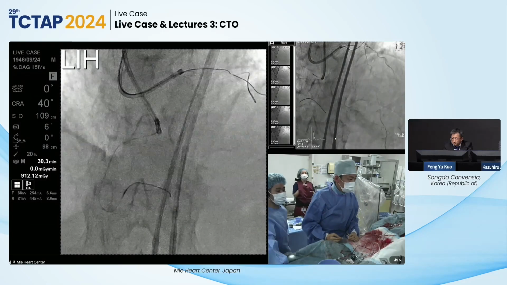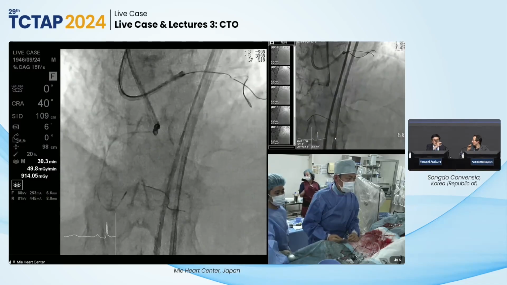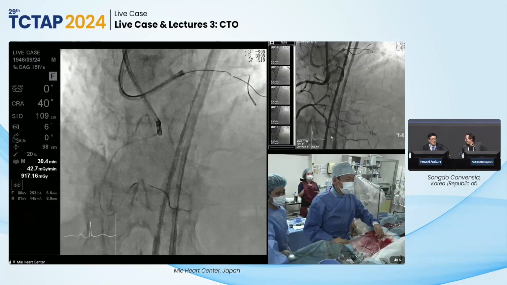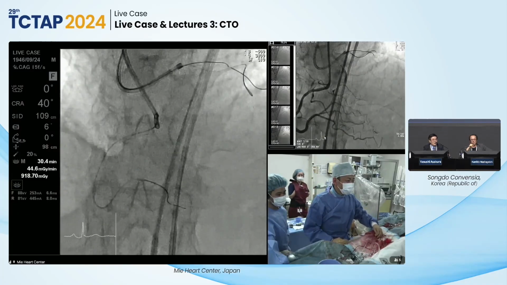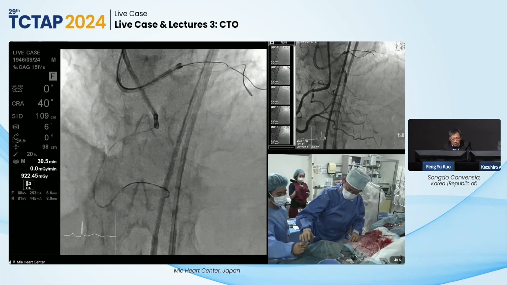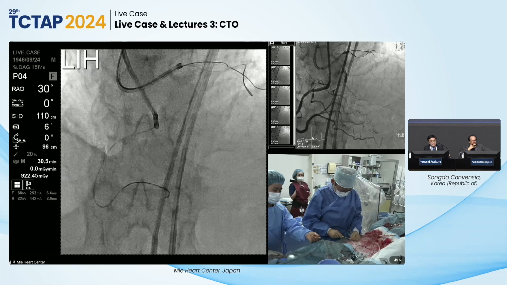So, Dr. Asakura, which is the easiest collateral? The conus branch? No, it looks easier, but most of the time the length of penetration is too short. The conus is not a promising one. The bending angle is very acute, and the length of penetration is very short. So it's not a promising one.